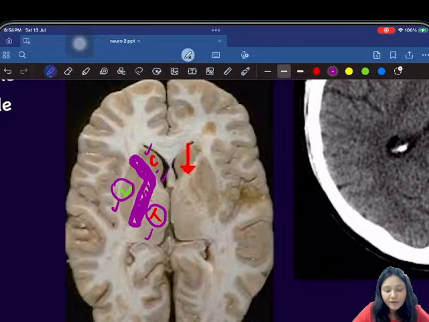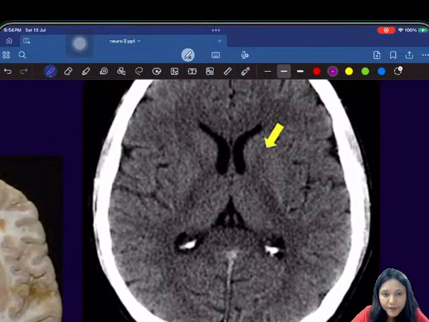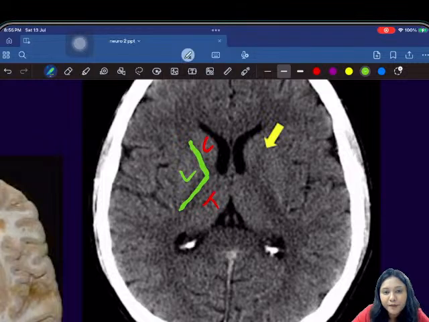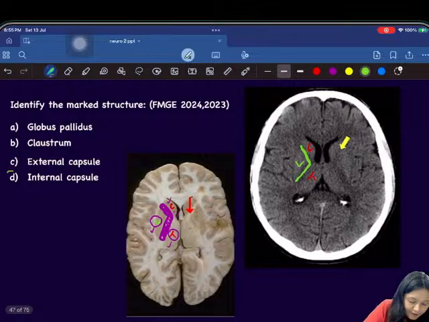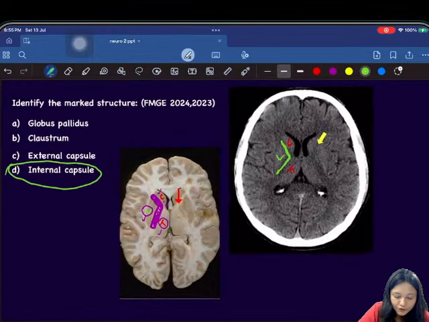ठीक है, so if they have asked cadaveric, then you might be asked also the CT scan. You can see here in the CT scan, this V is the internal capsule, this is the caudate nucleus, this is the thalamus, and this is the lentiform nucleus. ठीक है, so the correct answer here is the internal capsule.